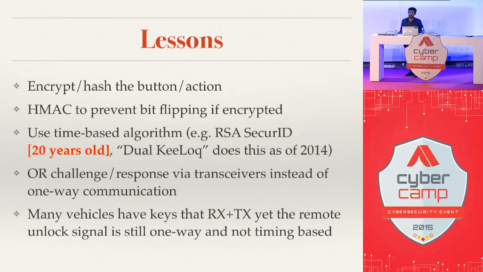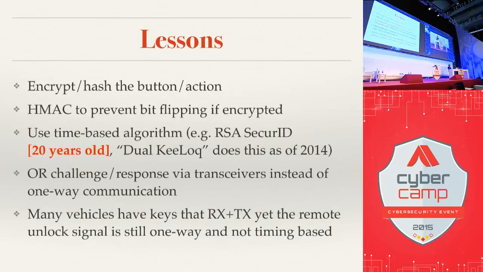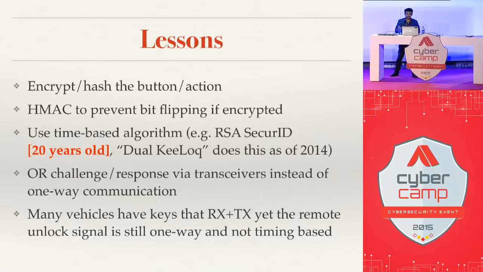You can also do an HMAC to prevent bit flipping. Using something that has time involved is also good. If you put, let's say, a real-time clock in the actual key fob, then you can actually distribute keys and you can say, all right, this key is only good for 1 second. That way, if an attacker is able to access that key, it will only be good for 1 second. And there's no point of unlocking someone's car within the same second they unlocked it. I mean, you're just doing them a favor.